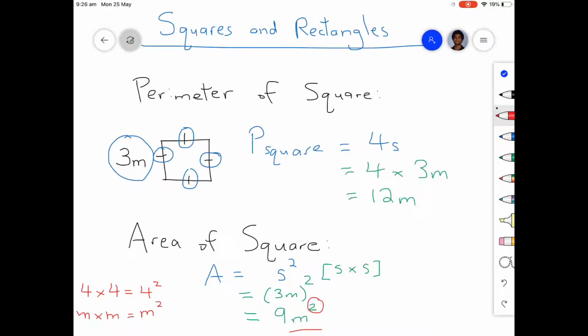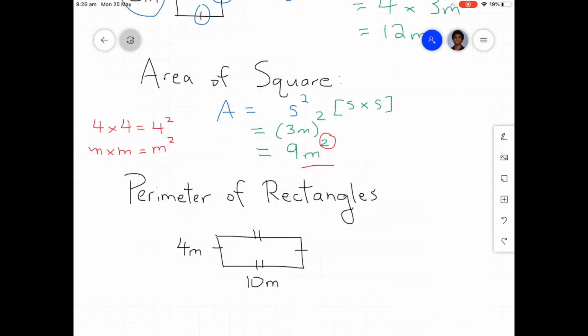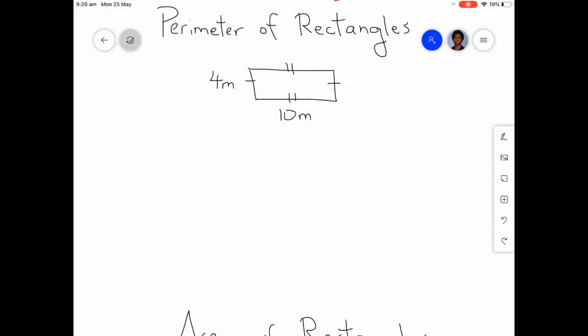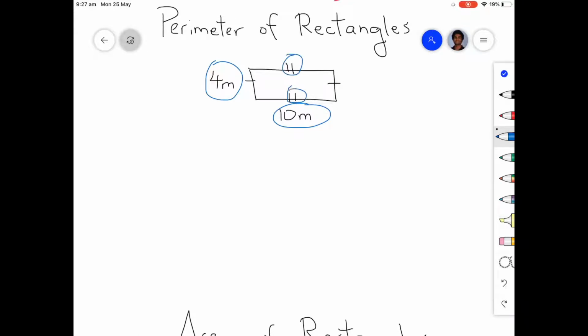Okay, so that was the perimeter and area of a square. Let's now look at a rectangle. The first thing we'll notice about a rectangle is that we have a long side and a wide side, so the length and the width. And looking at these little dashes here, these lines indicate that the opposite sides are equal. So this top side here is 10 meters, and these two sides here are equal as well, so this right side is 4 meters. So the formula for the perimeter of a rectangle is 2 times the length plus the width.